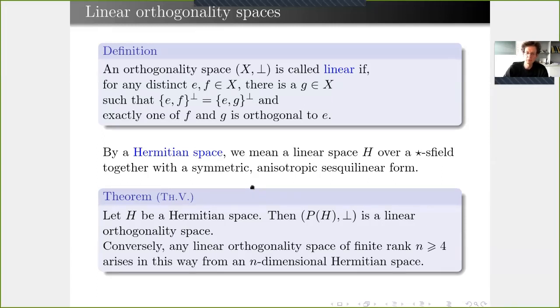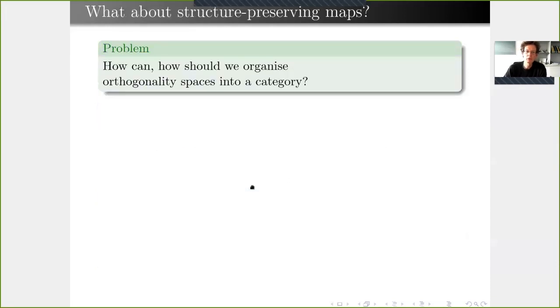In this talk we do not want to go further towards the question how to characterize exactly the complex Hilbert spaces, that means these particular Hermitian spaces in which we are actually interested. The topic of this talk is a different one. We wonder how we can organize orthogonality spaces into a category. So that means we are concerned with the question how to define reasonably morphisms.